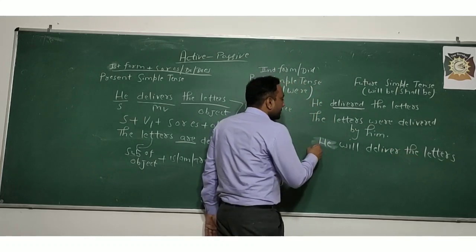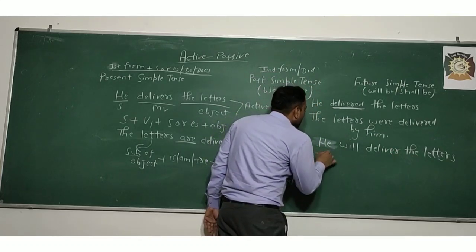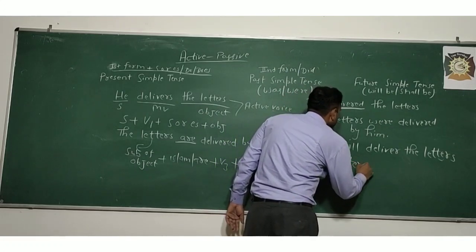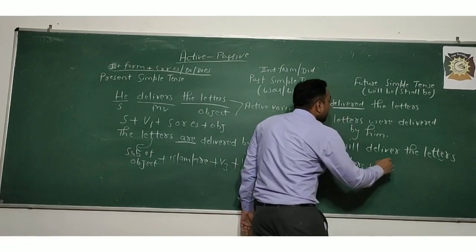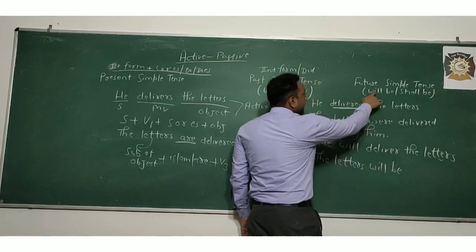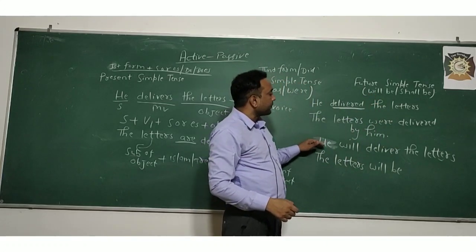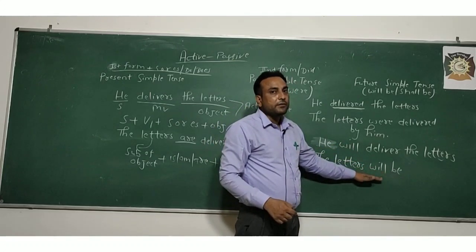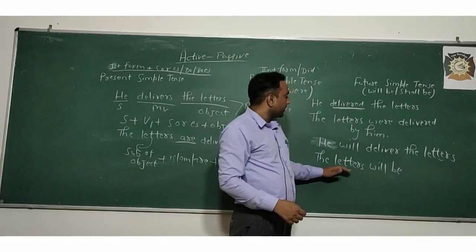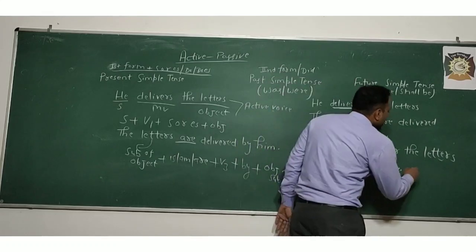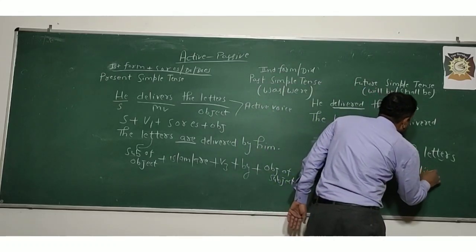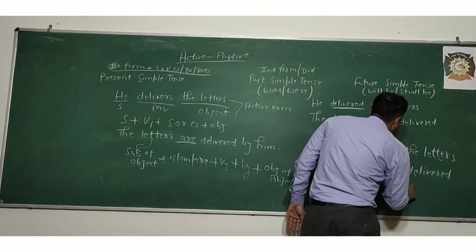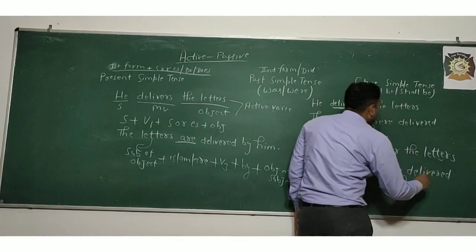Then how will you change it? The letters will be. I have written here that in active voice will and shall are given. In passive voice we use be with shall and will. The letters will be delivered, now the third form of the verb, delivered by him, full stop.